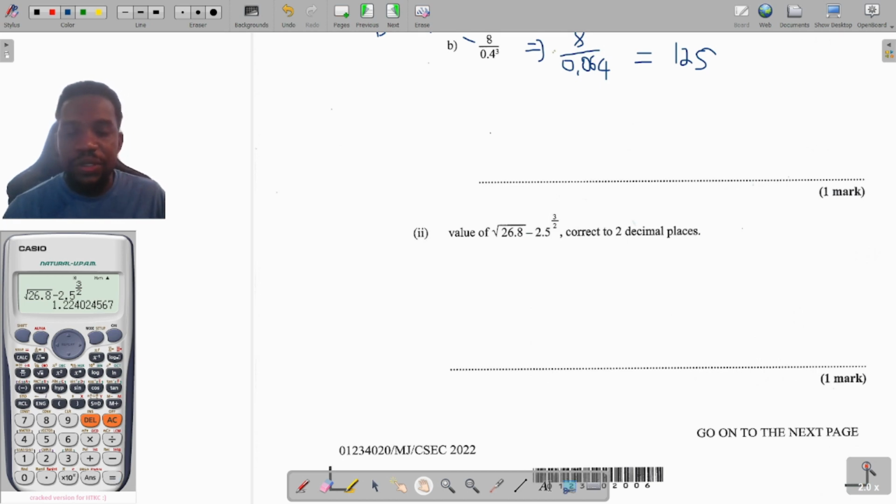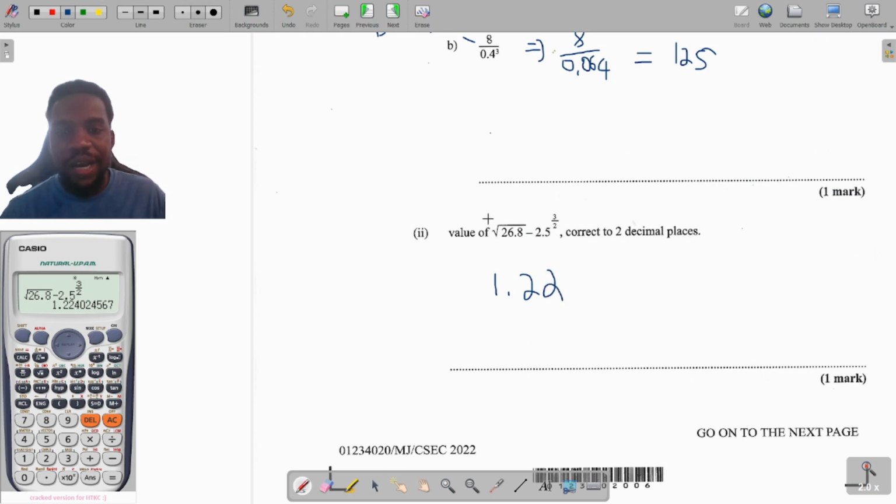Now it says correct to 2 decimal places. So you're going to have to count off 2 decimal places. So after the point you have 2, 2. What comes after the second 2? 4. Which means the number remains the same. So my answer to 2 decimal places is simply 1.22.